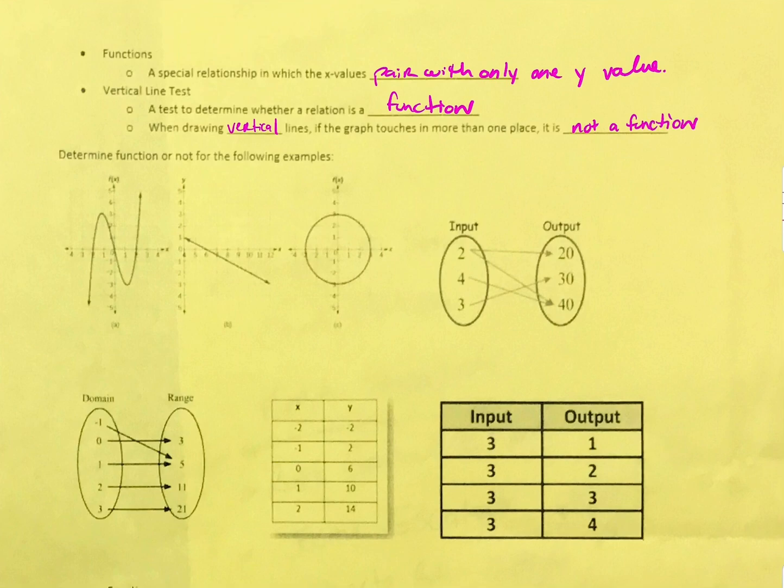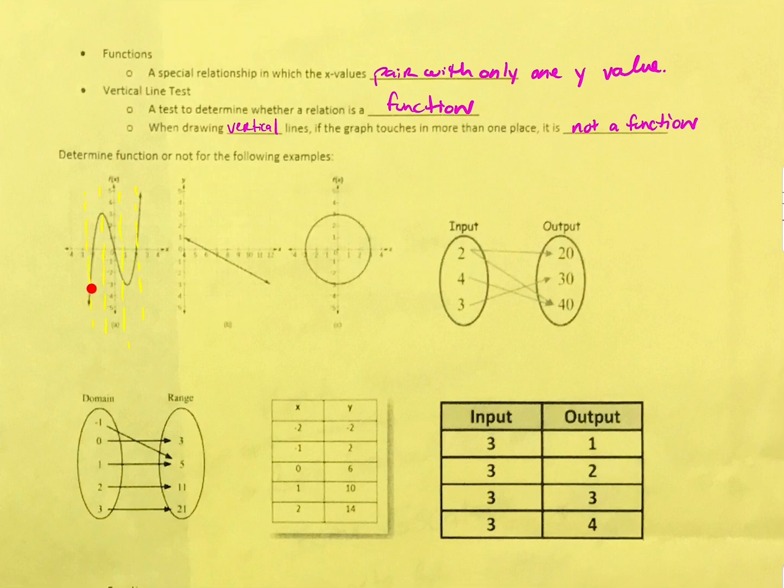All right, so let's go to examples. Here we're asked to determine whether or not the graphs are a function for the following examples. It's not just graphs, but anyway, you'll see. We have this first graph here, and we're going to draw vertical lines, as straight as we can. What we're looking for is whether the graph touches these vertical lines more than once.